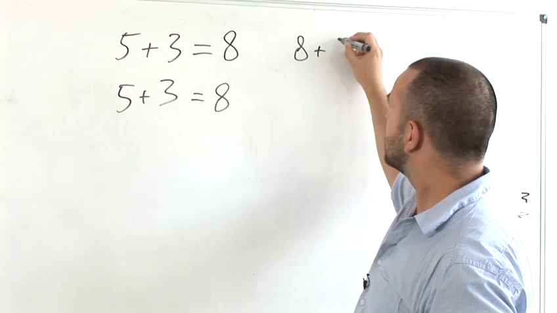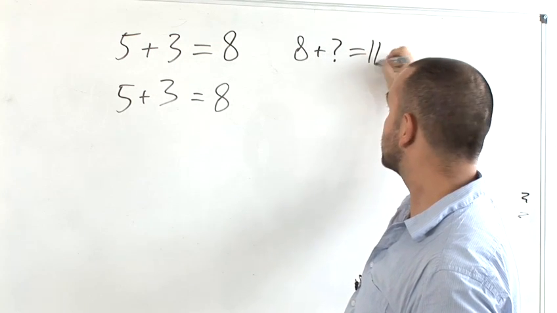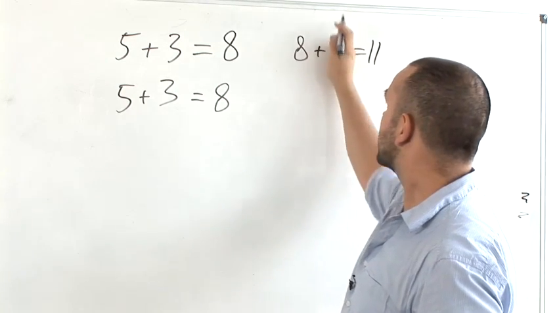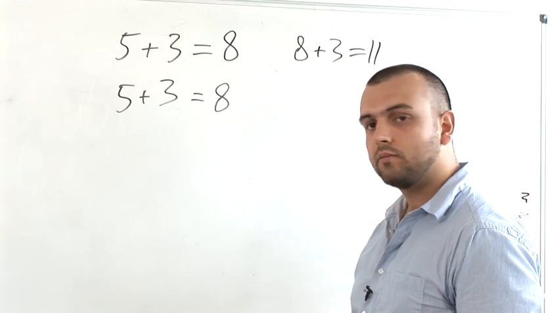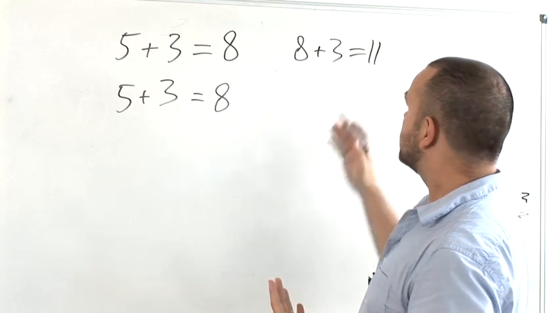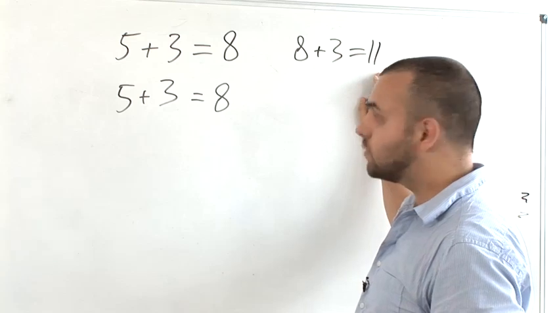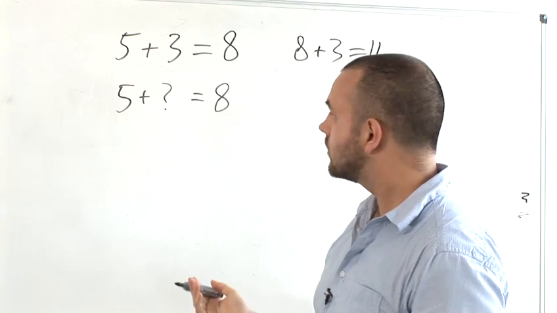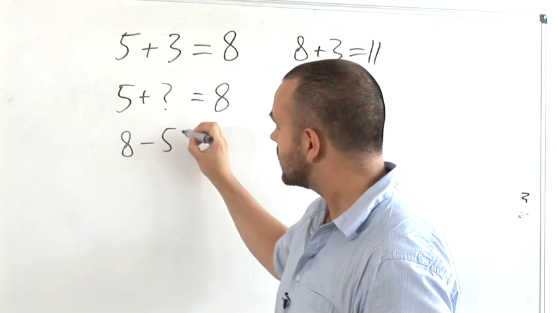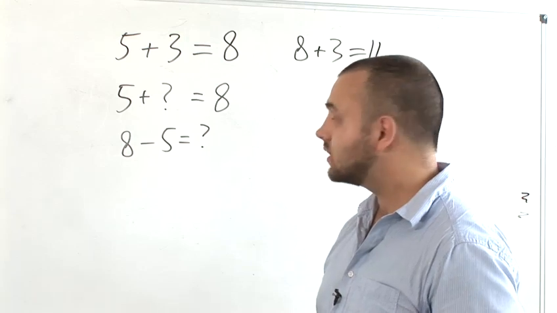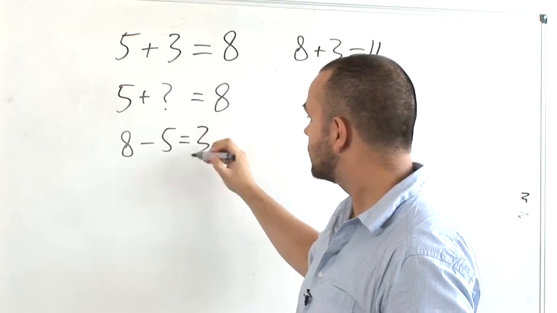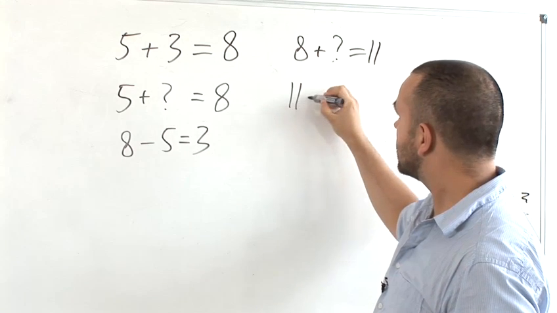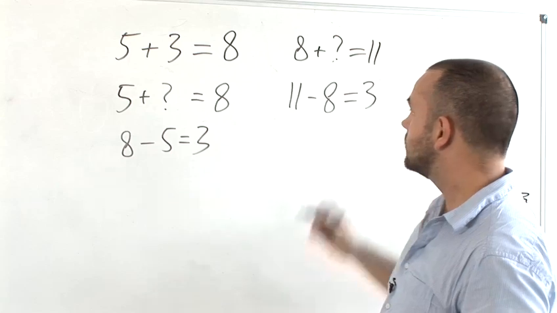If you were to ask them 8 plus what equals 11, then hopefully at this point they'll be able to fill in the missing number. They can tell you that the question mark can be replaced by 3 to complete the sum. Then you can show that subtraction is simply putting the unknown value on the other side of the equal sign. So here, when we had 5 plus what equals 8, we can write that as 8 minus 5 equals what? And that will give you the exact same value, 3. So here, this sum could be written as 11 minus 8 equals 3.